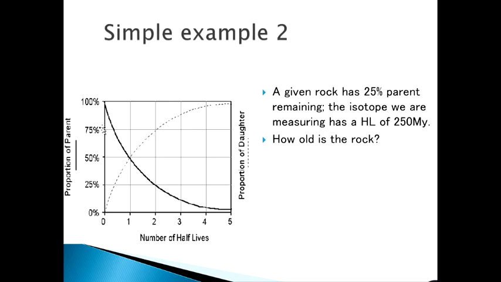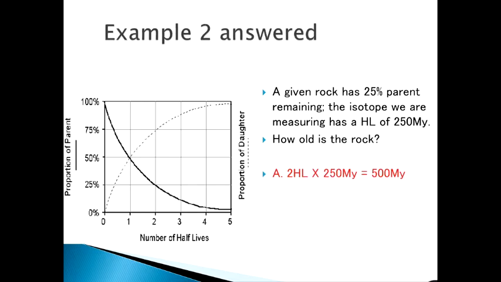So, 25% parent, you find it on the y-axis. There it is. You shoot over to the decay line and straight down, and there's the 2. So, what does that mean? How do you answer that? How old is the rock? Well, that's 2 half-lives, 2 HL, times that 250 million years, MY. 2 times 250 equals 500. So that rock is 500 million years old.